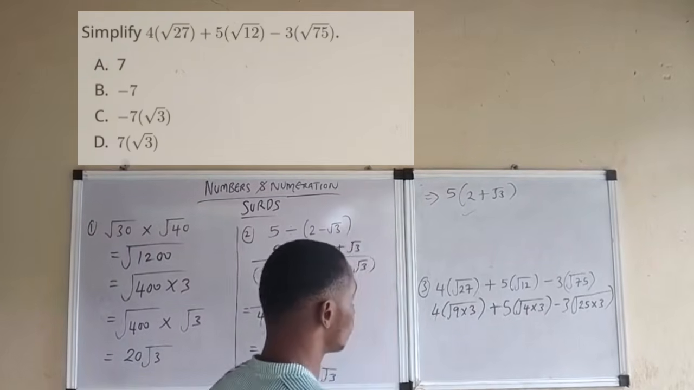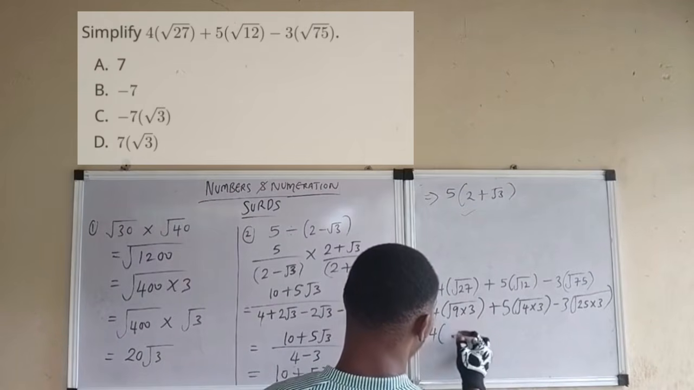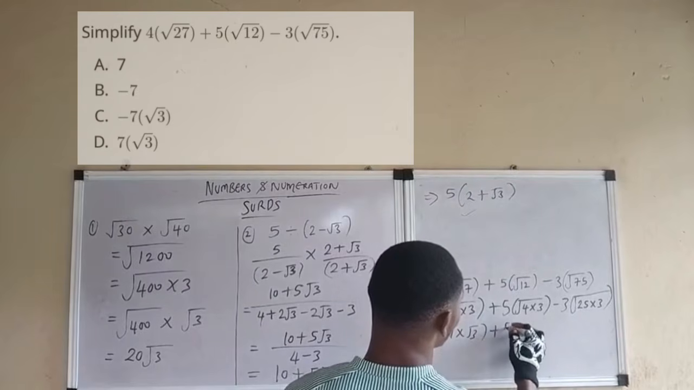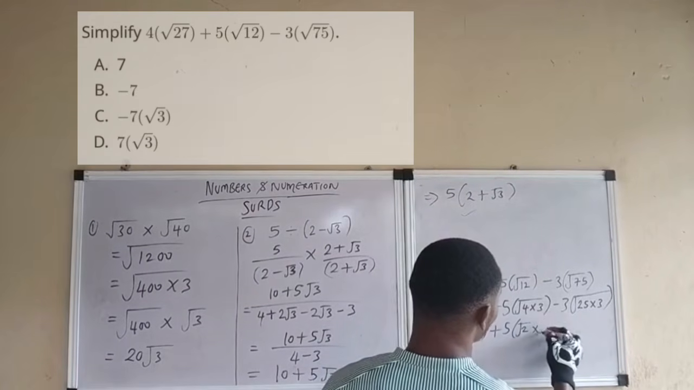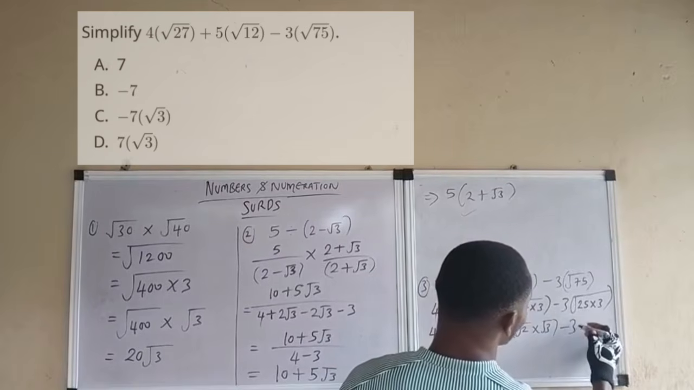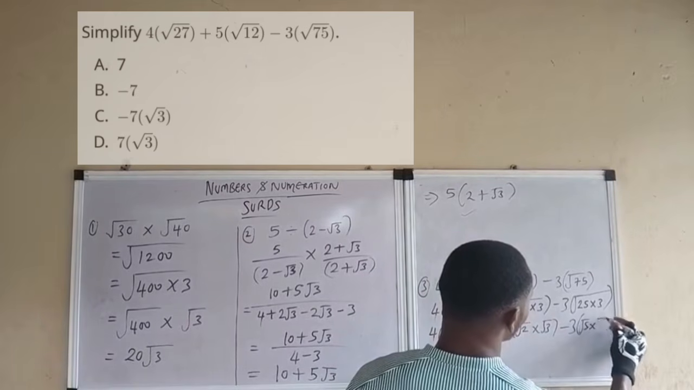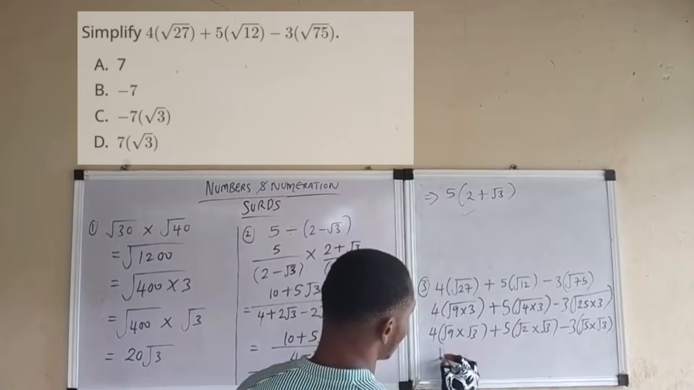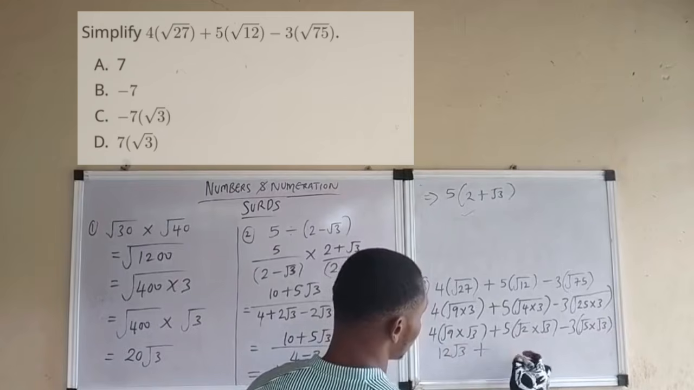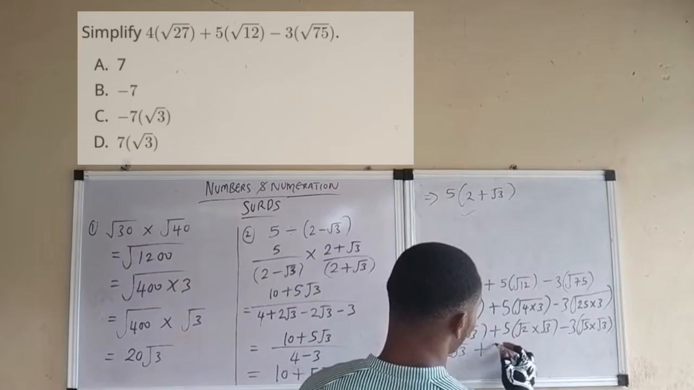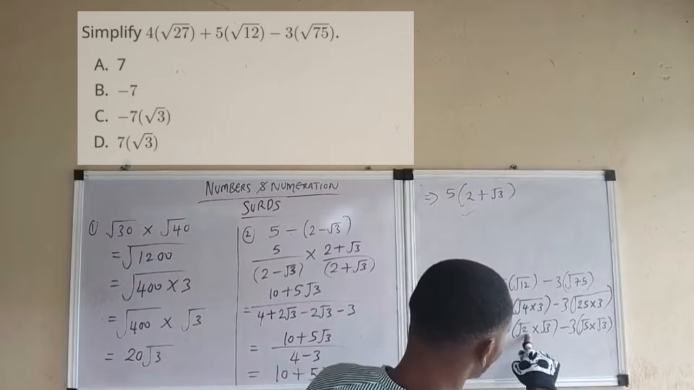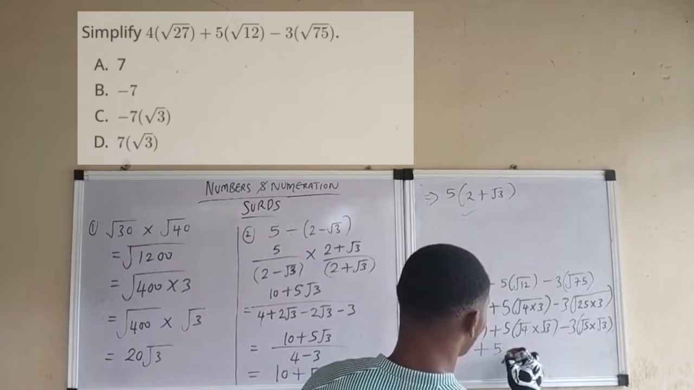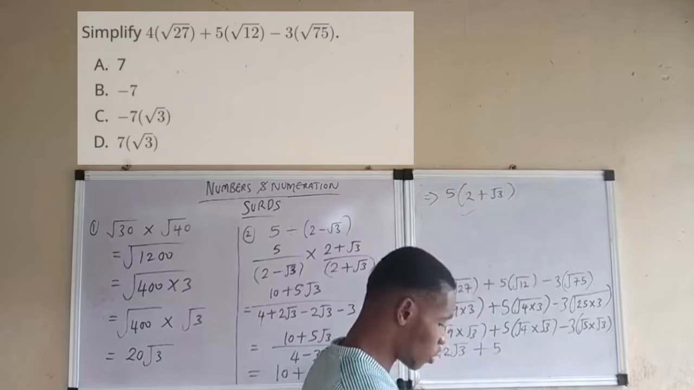So that is it. So here we'll be having 4, right? Then root 9 times root 3, okay? Plus 5, open brackets, root 4 times root 3, all right? Plus 3, open brackets, root 25 times root 3. You understand? So root 9 is going to give us 3. So 4 times 3 is 12. We're having 12 root 3 here. Plus here, we're left with 5. Okay, sorry, this is meant to be root 4. All right. So root 4 is 2. That's 5 times 2. And that's going to give us 10.